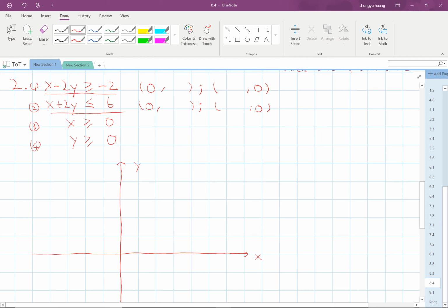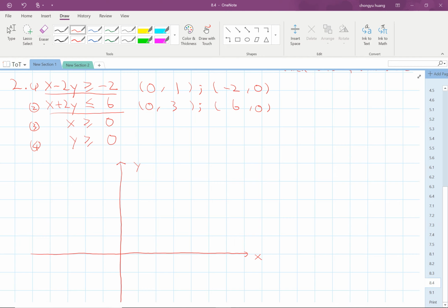This one is for equation 1. If we put x equal to 0, then our final y will be 1. And then y equal to 0, x is equal to -2. Then we focus on equation 2. If we have x equal to 0, y is equal to 3. If we have y equal to 0, x equal to 6. And the last two equations, we don't have to do anything about.